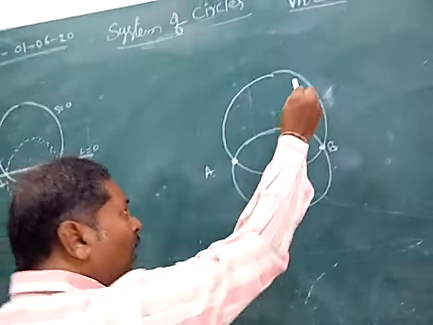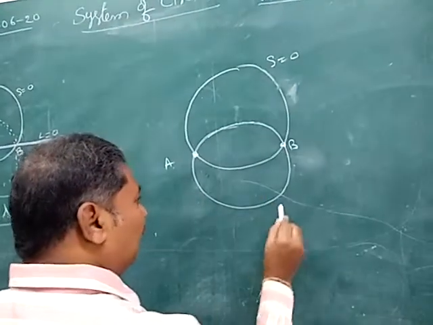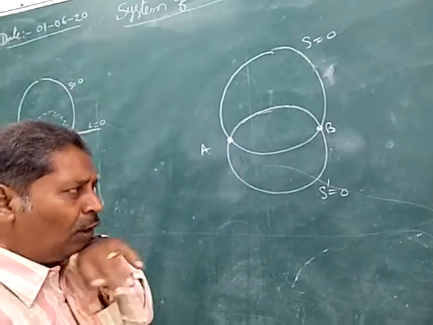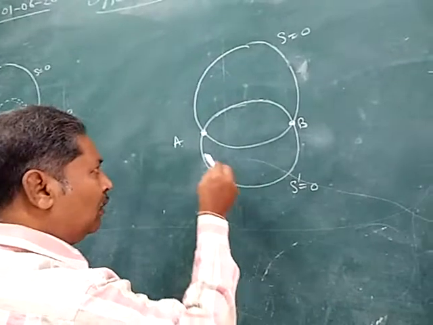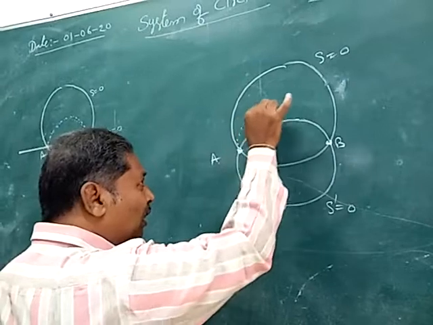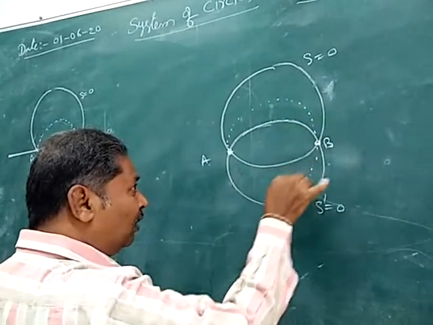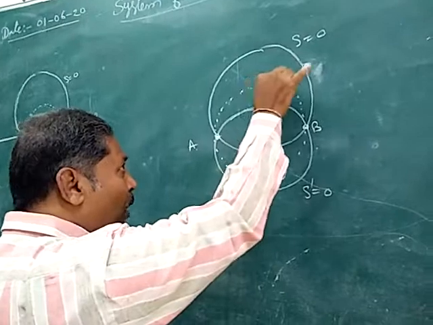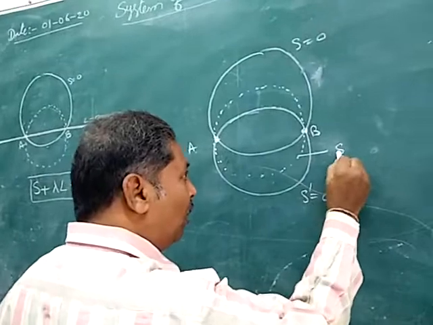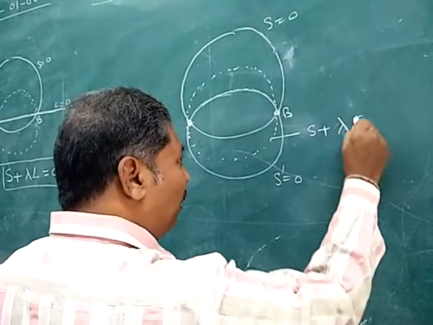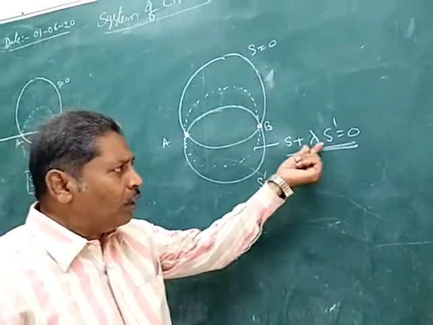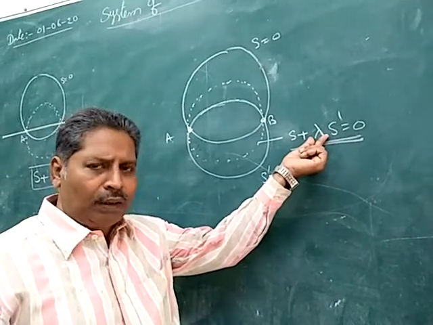Similarly, S equal to 0 is a circle and S dash equal to 0 is another circle. They intersect at A and B. So similarly, the equation of any circle passing through A and B is of the form S plus lambda S dash equal to 0, where lambda is a real number.